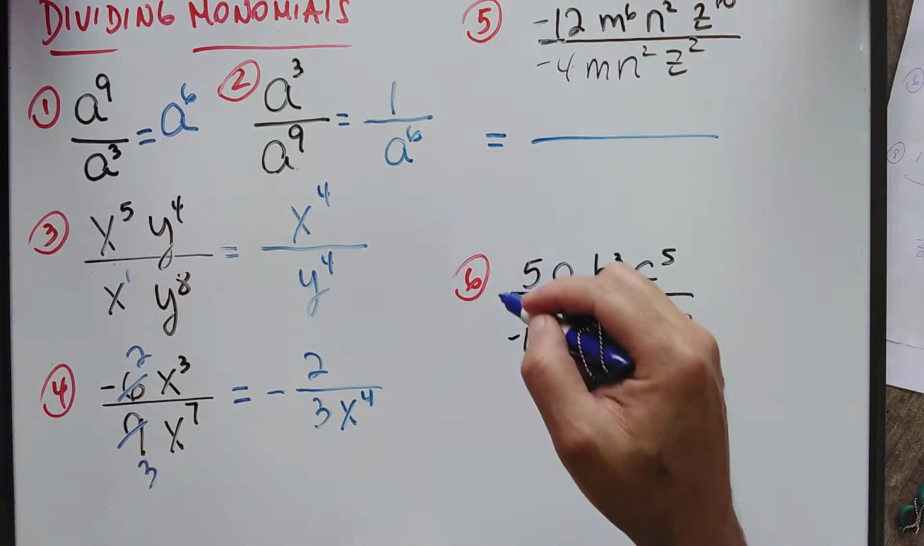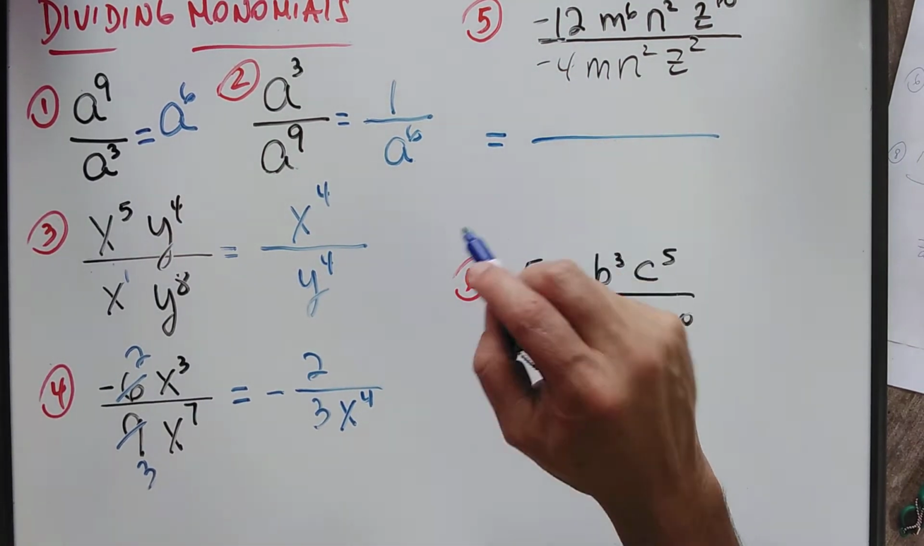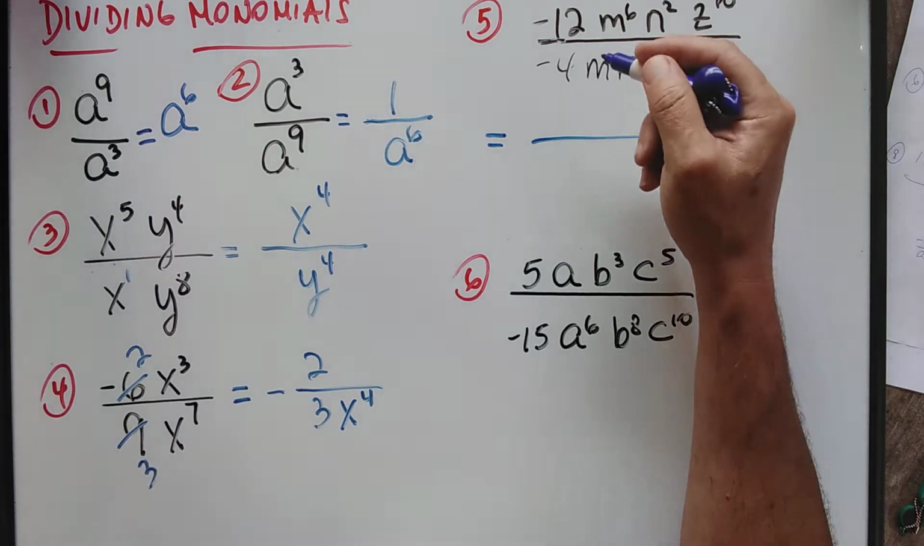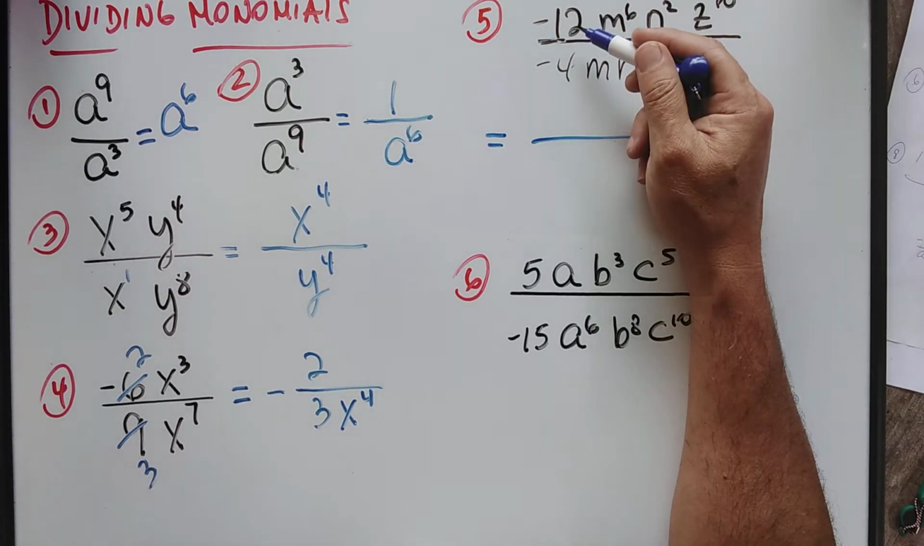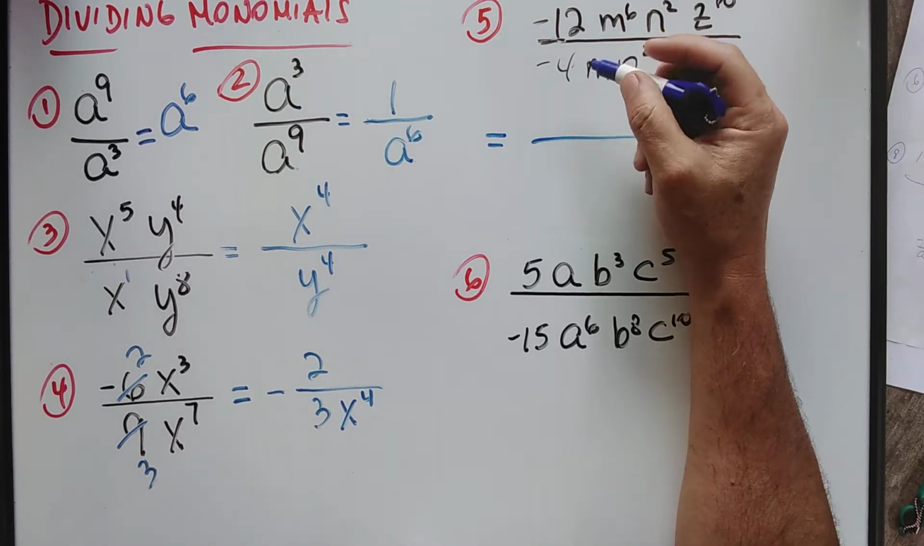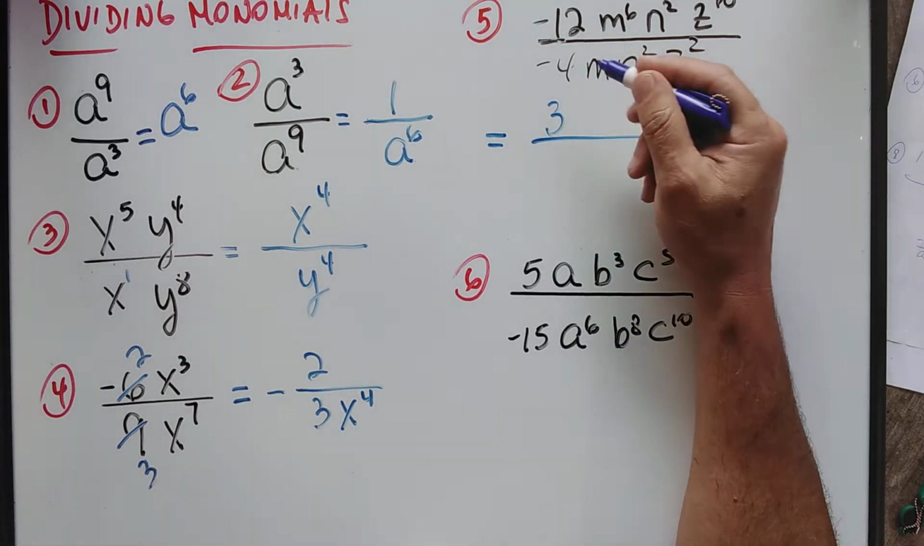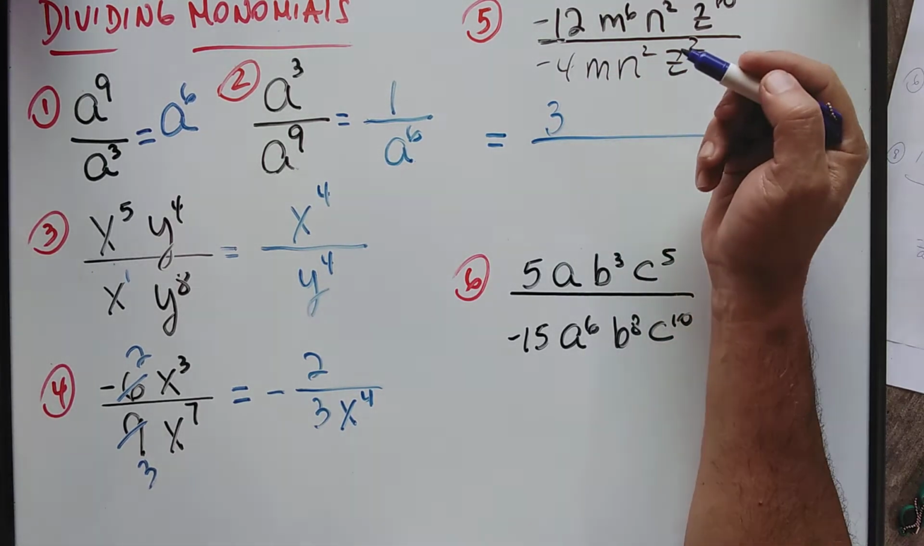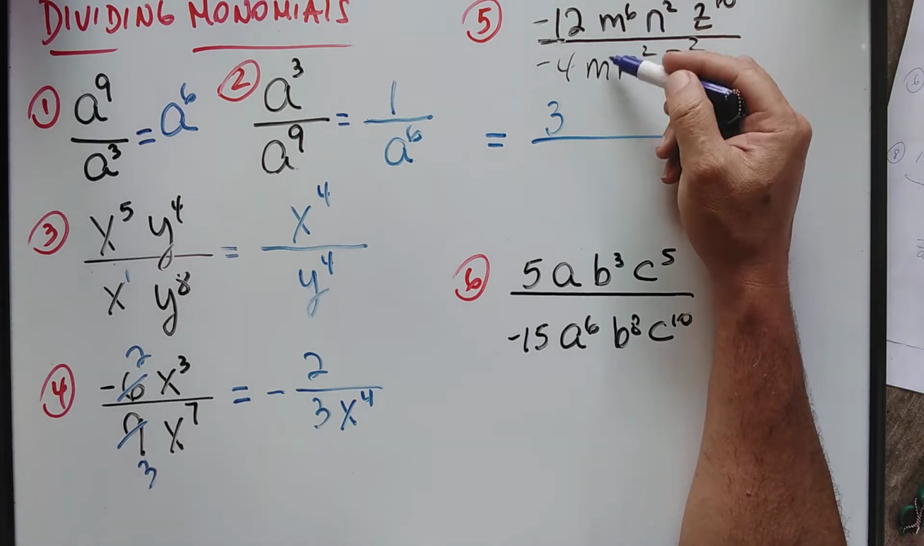I have to divide the signs, and negative by negative is a positive, so the fraction is positive. I don't need to worry about the signs anymore. And then this time you can get away with dividing numbers, right? 12 divided by 4 is 3. That's it. Don't subtract, divide. The numbers you divide normally. It's the exponents that you're going to be subtracting.